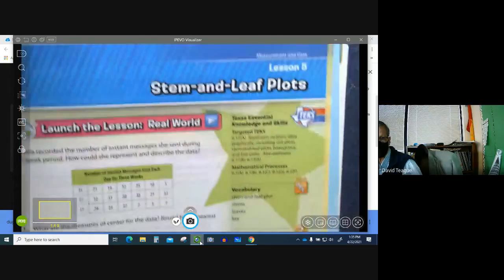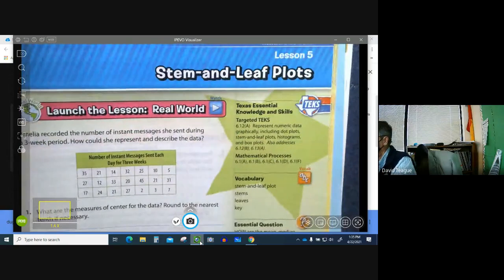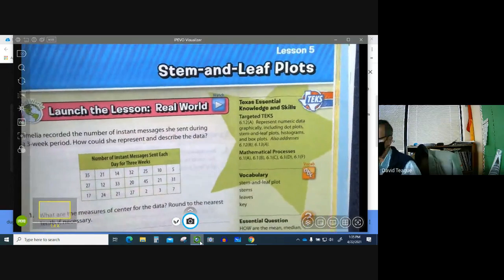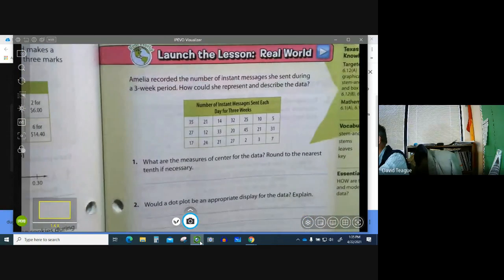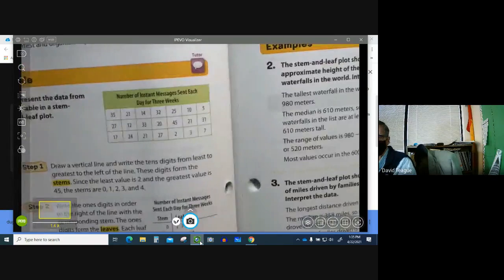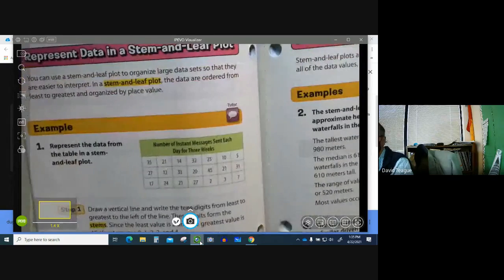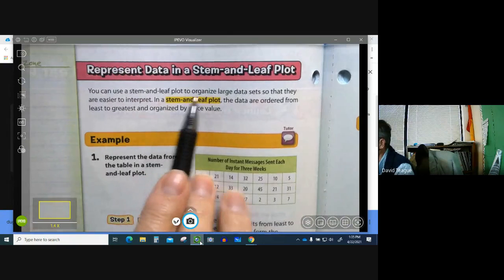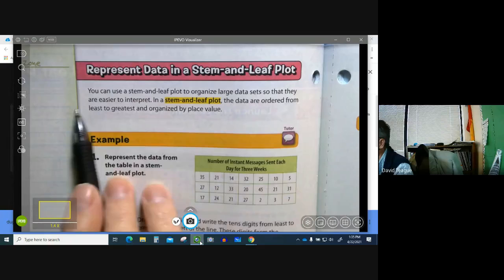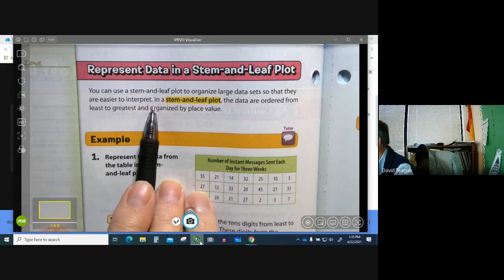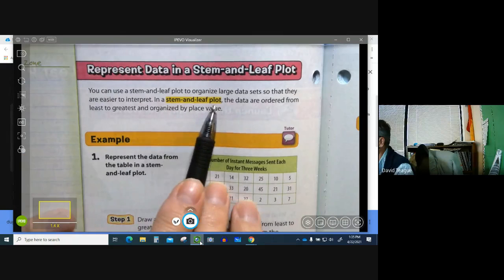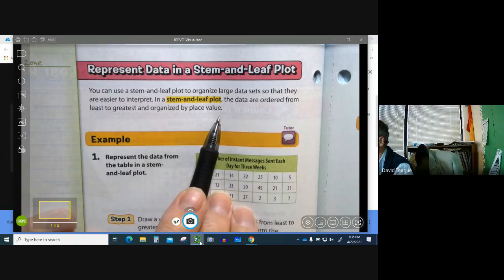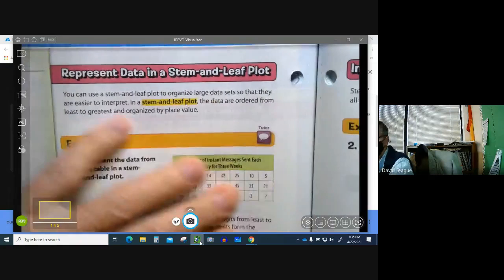Okay, and there is this diagram called a stem and leaf plot. Okay, we're not going to go over this. I want you to turn the page. Okay, so here, let me see. I'm zoomed in. So you can use a stem and leaf plot to organize large data sets so they are easier to interpret. This is their opinion. In a stem and leaf plot, the data are ordered from least to greatest and organized by place value. Okay, so let's see how they did that.